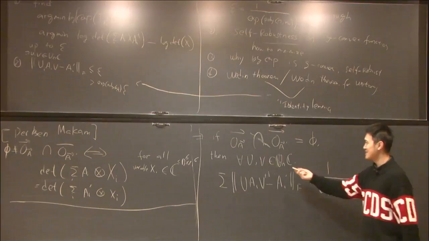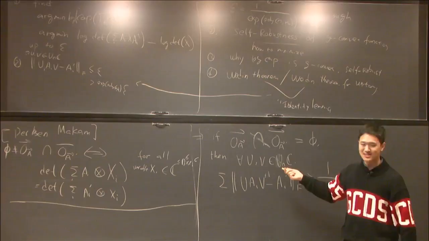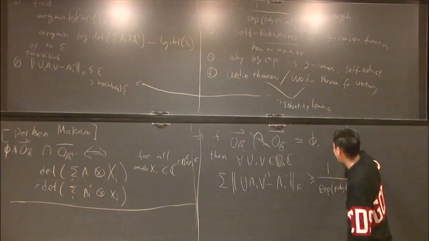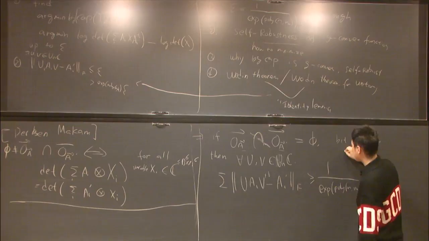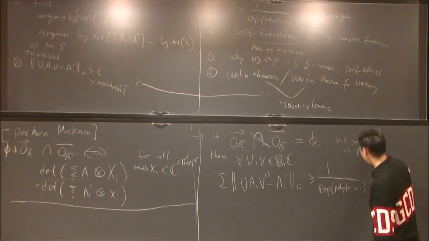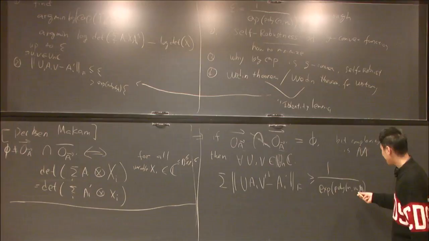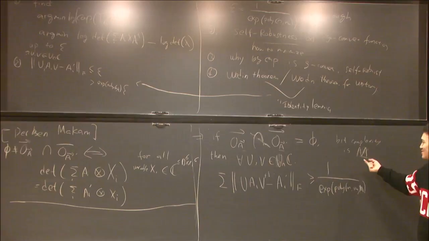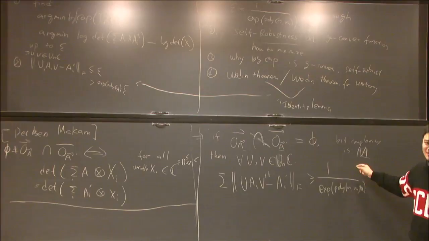Okay, so this means that if the orbits do not intersect for A and A prime, then for any A and A prime with bounded bit complexity, let's say the bit complexity is m, then here I should have exponential of Nm. Bit complexity means how many bits you need to represent the entries of A, so the entries of A are either exponentially in m large or exponentially in m small.